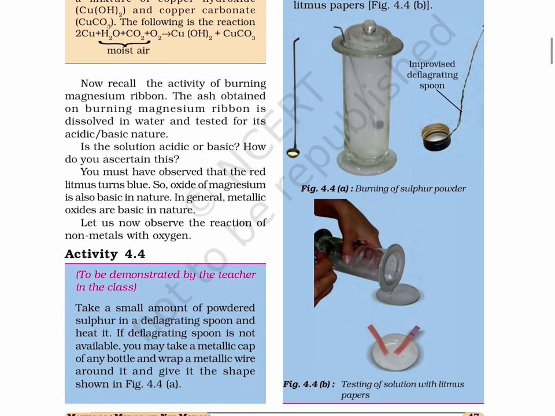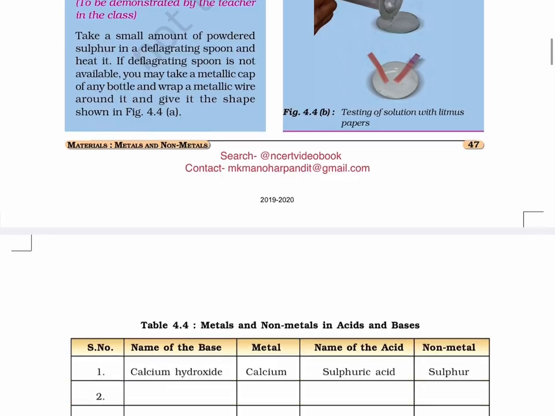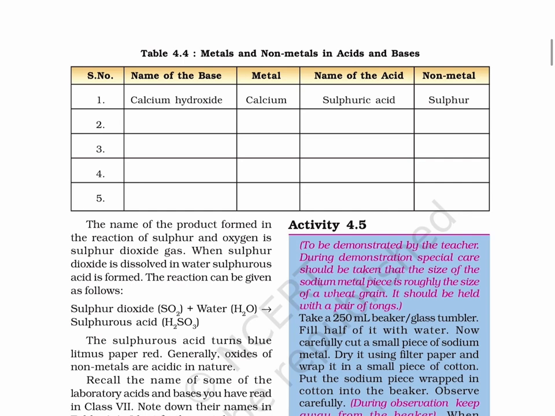Figure 4.4a. Burning of sulfur powder. In the image, an improvised deflagrating spoon. Figure 4.4b. Testing of solution with litmus papers. Page 48. Table 4.4. Metals and non-metals in acids and bases.